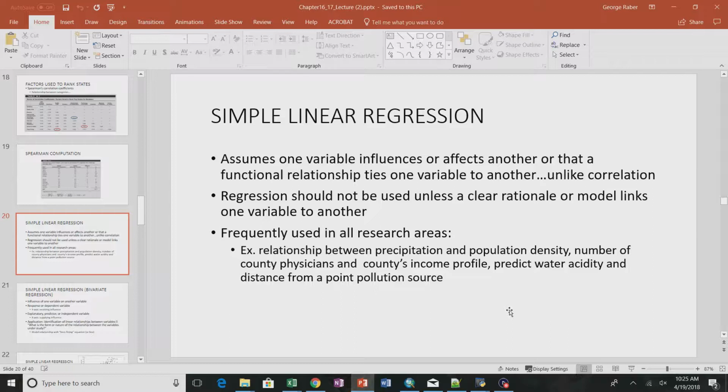One of the main reasons we talk about correlation is to set up this next subject.